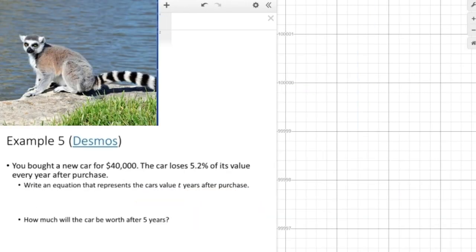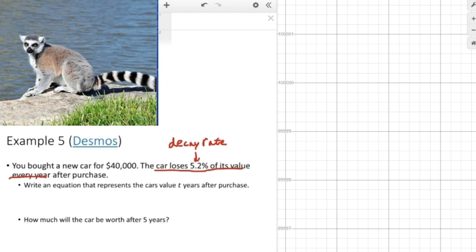You bought a new car for $40,000. The car loses 5.2% of its value every year after purchase. We're going to write an equation that represents the car's value T years after purchase. Now, taking a look back at the problem, because they're telling us the car loses 5.2% of its value each year, we're dealing with an exponential decay. And this 5.2 won't be a decay factor, it's a decay rate, because it's telling us what percentage we're losing, not what percentage we're keeping. Decay factors tell us the percentage we keep, or the fraction.